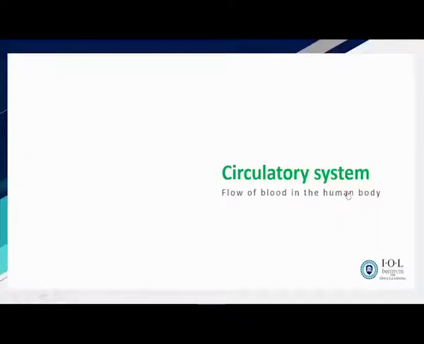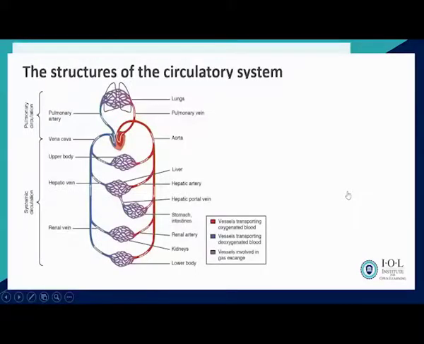Let's move on to the circulatory system. This system is dealing with the flow of blood in the human body. First of all, we have a double circulatory system: the pulmonary circuit and the systemic circuit. In the pulmonary circuit, we look at the blood flowing from the heart to the lungs to pick up oxygen and to drop the carbon dioxide.